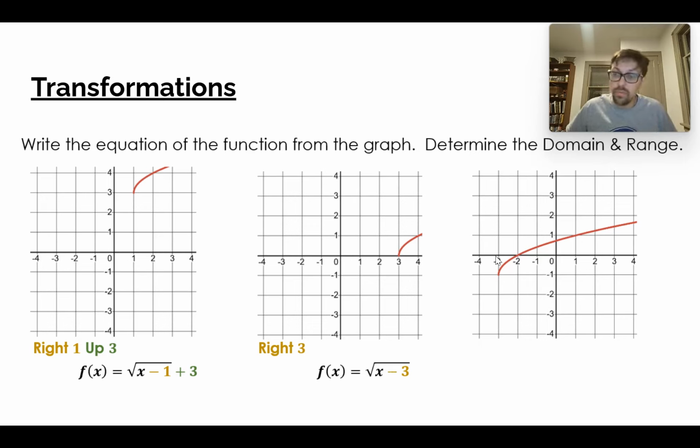This last one is being moved to the left 3 and down 1. Left 3 and down 1. Left is inside of our function. It's going to be addition. And down is outside of our function. Up and down is always outside of our function, and it goes the way we would think.